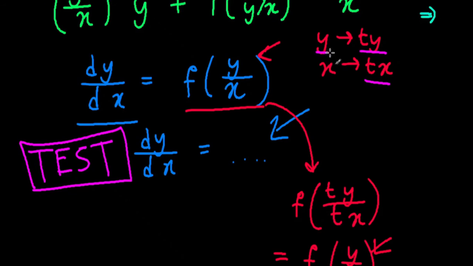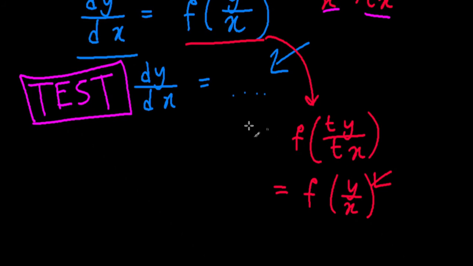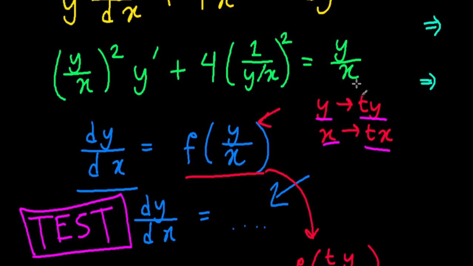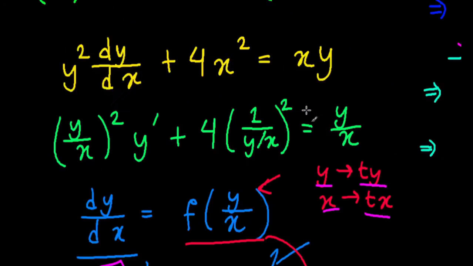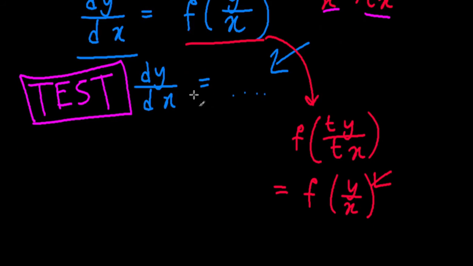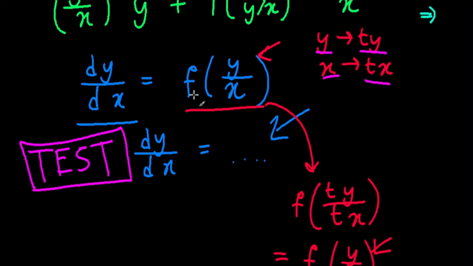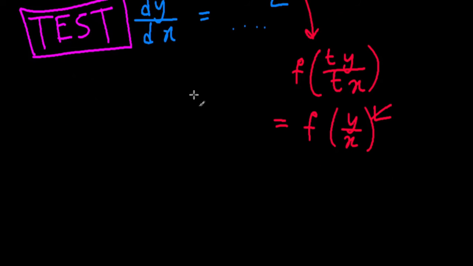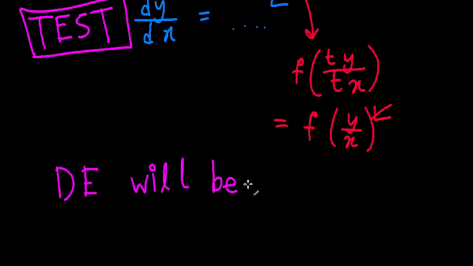And t is just some constant, and after the substitution, you probably have to do some cancellation with the t's. But if it is a first order homogeneous differential equation, the t's will cancel, and your differential equation is gonna be the same as it was before. So the differential equation will be unchanged, all right.